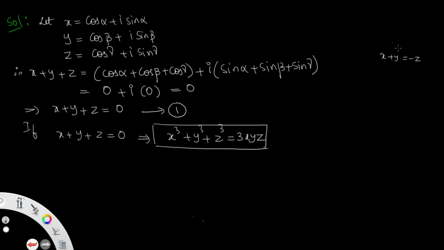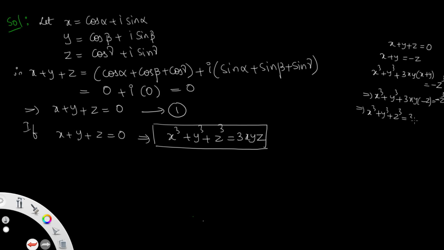So x plus y plus z equal to 0. Then cubing on both sides, x cube plus y cube plus 3xy into x plus y, equal to minus z cube. That is x cube plus y cube plus 3xy into minus z equal to minus z cube. So x cube plus y cube plus z cube equal to 3xyz. That is the basic rule.